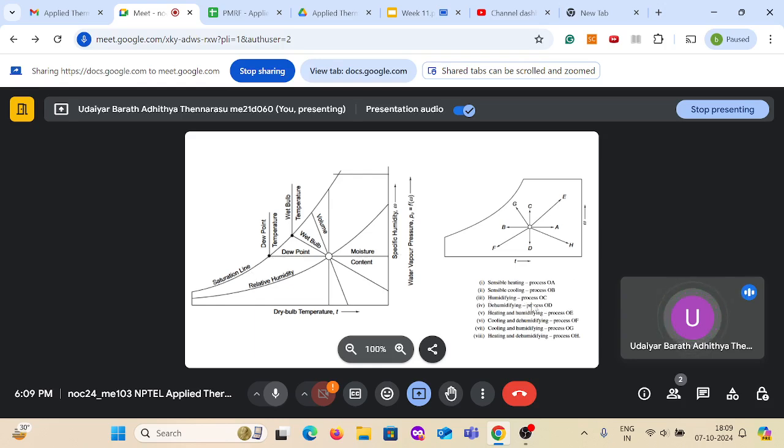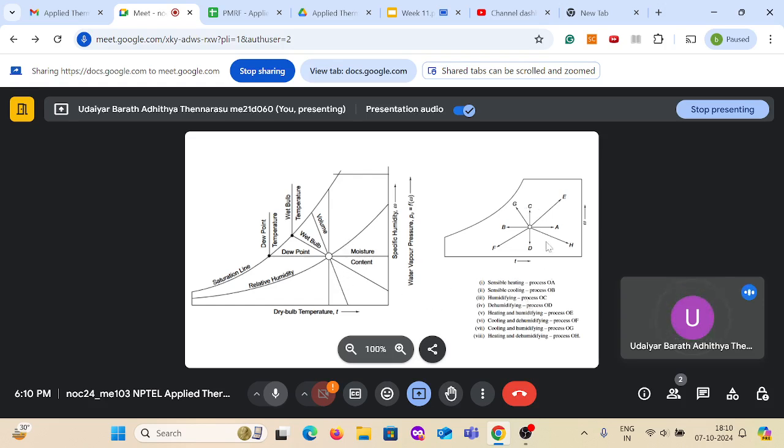The third is humidifying. Humidifying is process OC. In this case your temperature is the same, but water is getting picked up, just like for drying clothes. The water content is picked up in the atmosphere, but the atmosphere temperature is the same. The water content in the air is varying, so that is humidifying. And similarly, dehumidifying is removing water from the air at constant temperature.